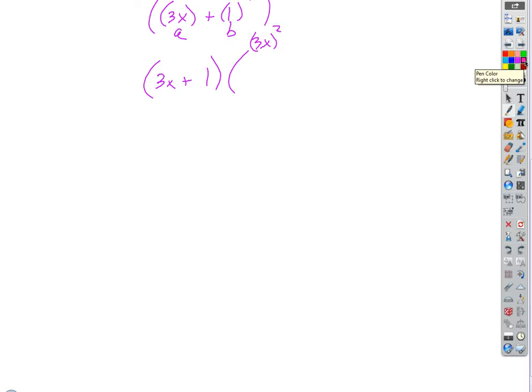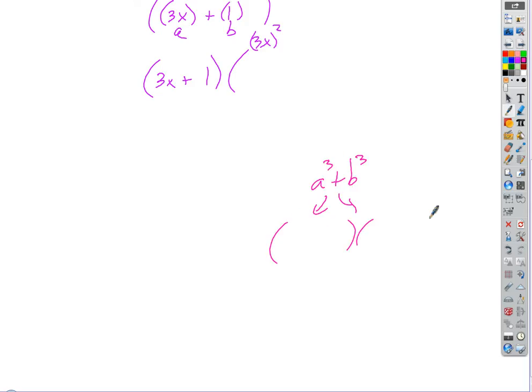Let's look at the cubes real quick. A cubed plus B cubed breaks into the cube pattern. Sum and difference of cubes always break into a small and a big pattern. The small pattern is your A and your B. The big pattern is going to have an A squared, an A times B, and a B squared.